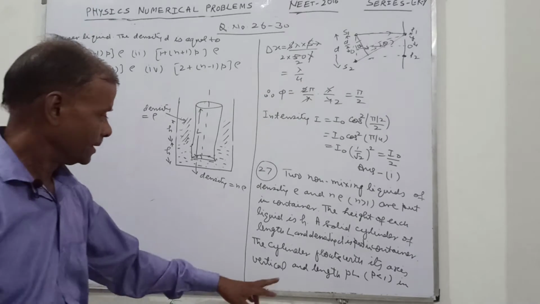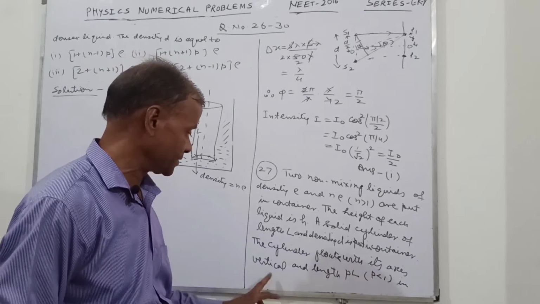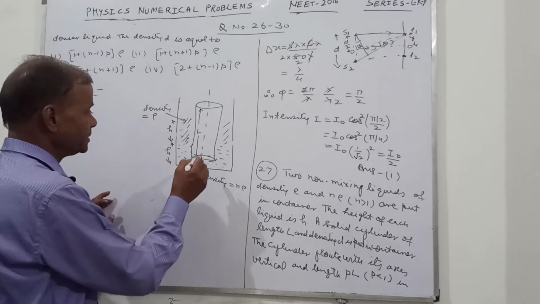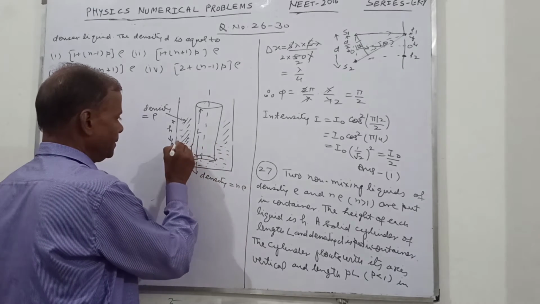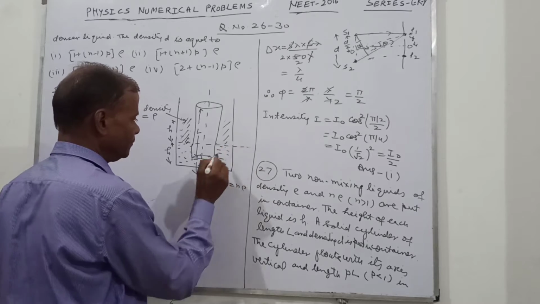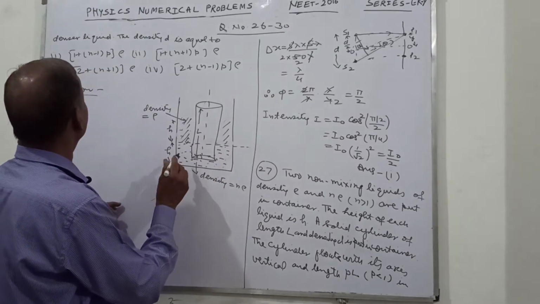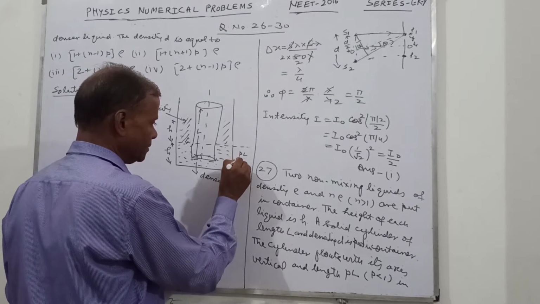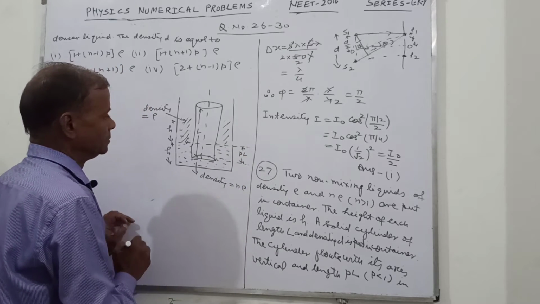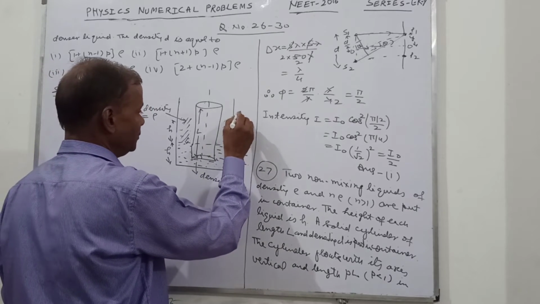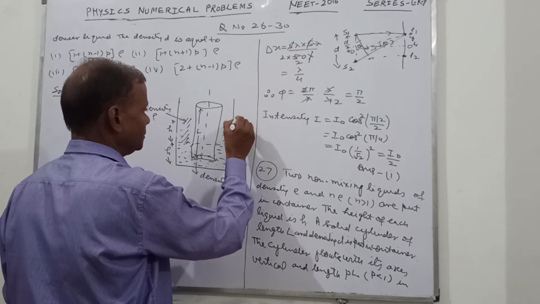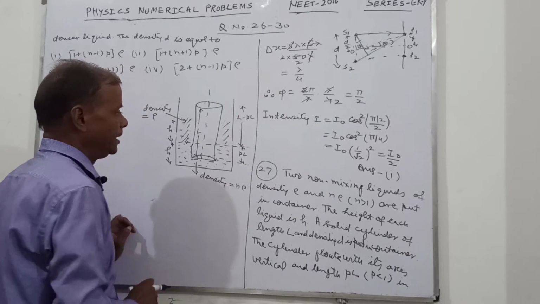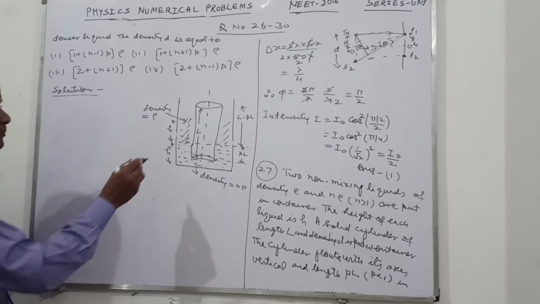And it is given the cylinder floats with its axis vertical and length PL in the denser liquid. It means that this length is given to you, this PL. Then definitely this distance will be L minus PL.